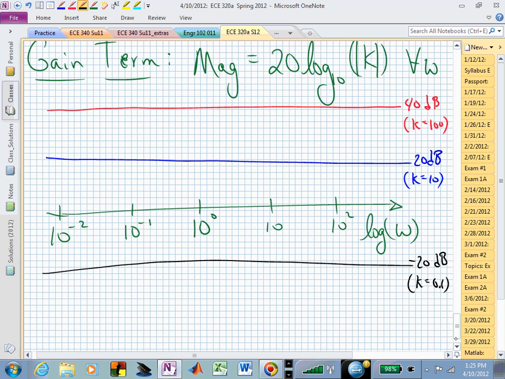What's the DC gain? Is that a trick question? Where is DC on this plot?